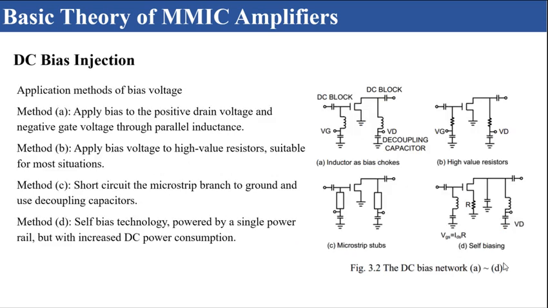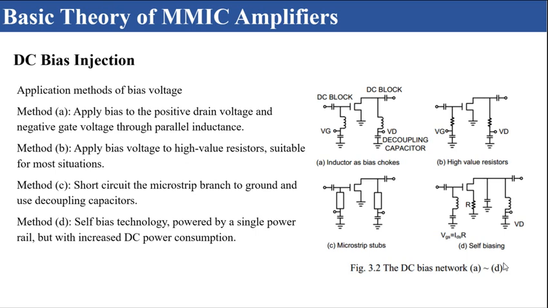And next are the application methods of the bias voltage. Method A is to apply bias to the positive drain voltage and negative gate voltage through parallel inductance. Method B is to apply bias voltage through high value resistors, suitable for most situations.